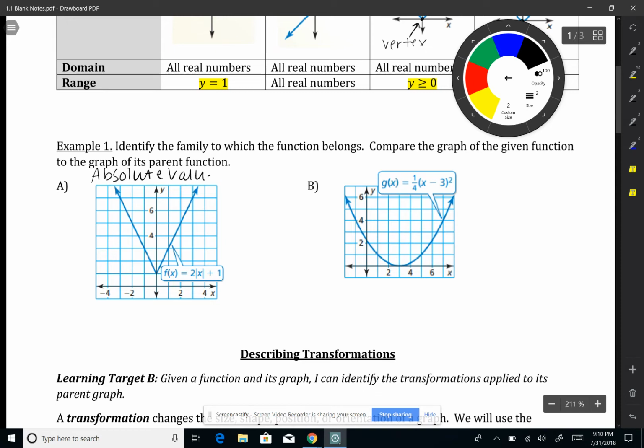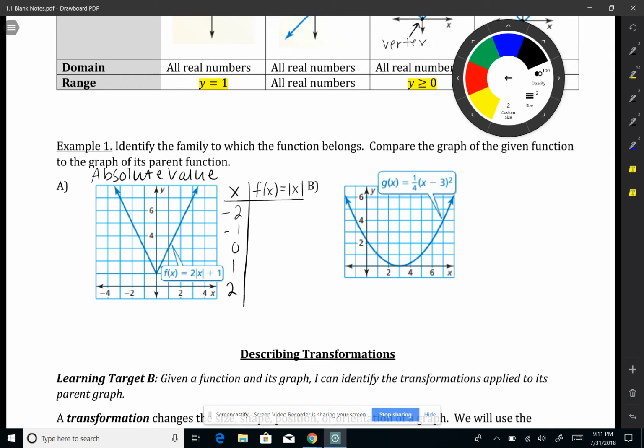And then it says compare it to its parent graph. Well, first of all, we know the parent graph is f of x equals the absolute value of x. So I'm just going to find some points on that graph and plot them so I can see what it looks like compared to this new function that's plotted. I'm just going to put the input x values of -2 to +2. You could put any x values you want in there.